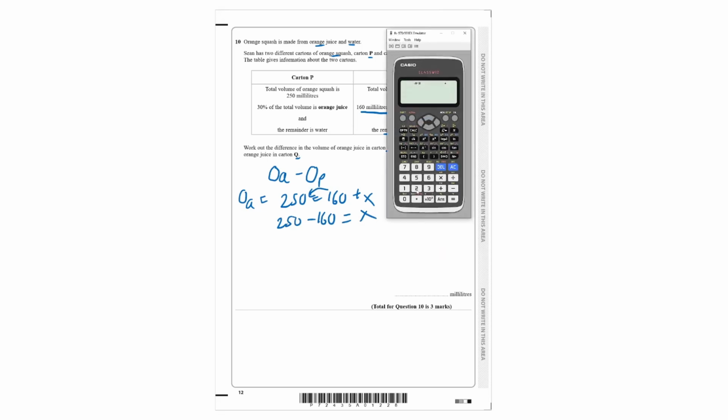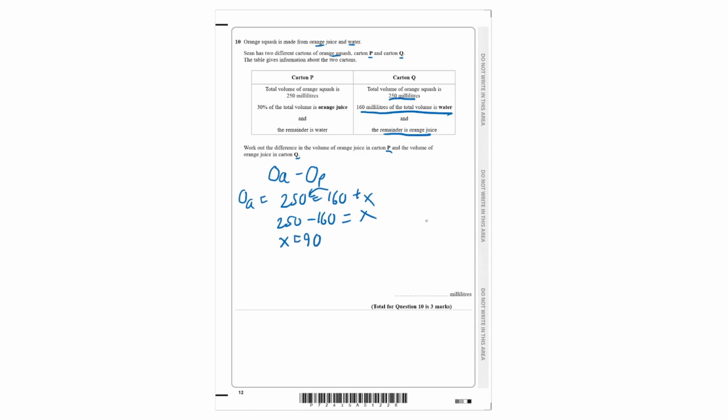So let's find out what orange juice in carton Q is first. We can see that we have a total volume of 250 milliliters. 160 is made of water and the rest is orange juice. So that means 250 is equal to 160 plus the orange juice, which we don't know. We can bring 160 to the other side and we have 250 minus 160 is equal to x. Then 250 minus 160 gives us 90. So that means x is equal to 90, and therefore OQ is 90 milliliters of orange juice.